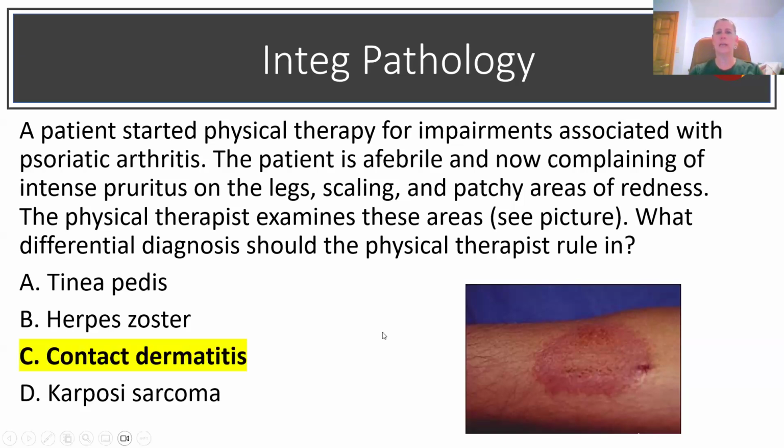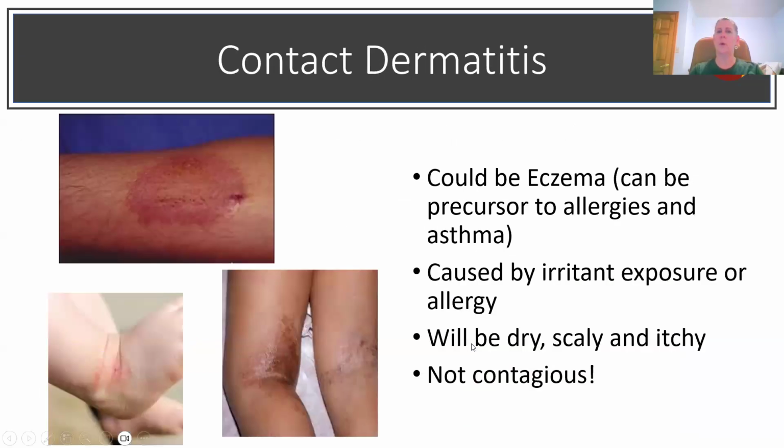This is actually contact dermatitis. They came into something that is an irritant, which has caused this scaly, patchy areas of redness. Okay. So sometimes they also call this eczema. It can be a precursor to other allergies or asthma. And it's caused by usually an irritant, an exposure or allergy. They can be dry, scaly, itchy. It's not contagious. And then they can be prescribed ointments to put on those.